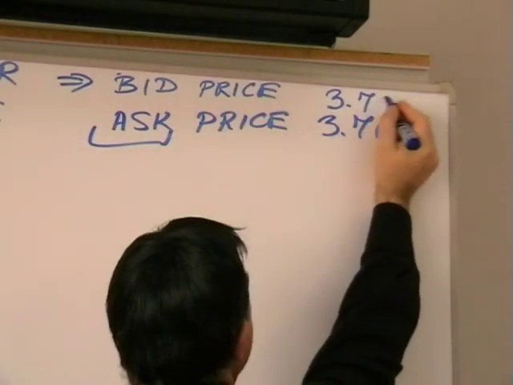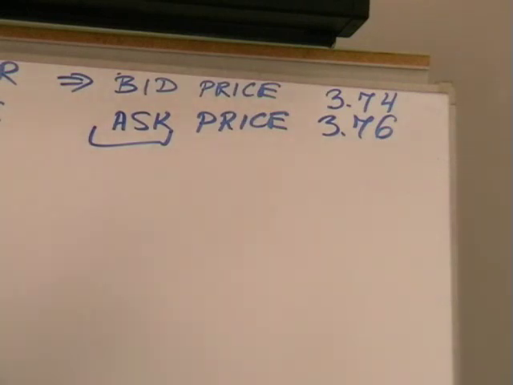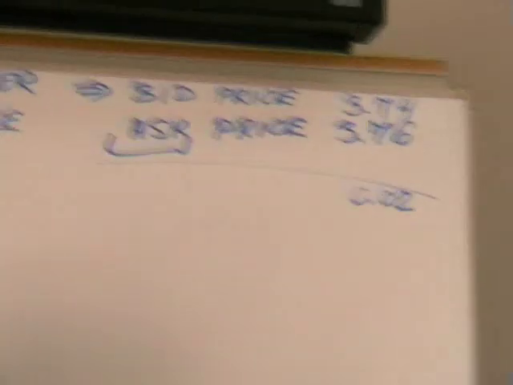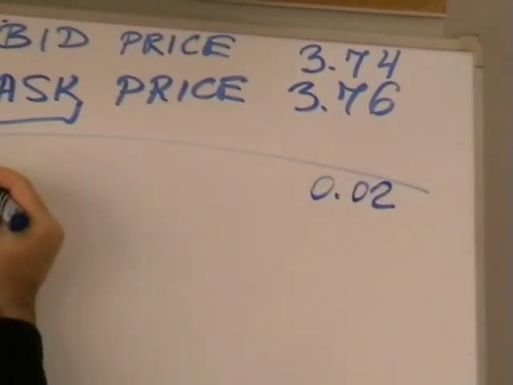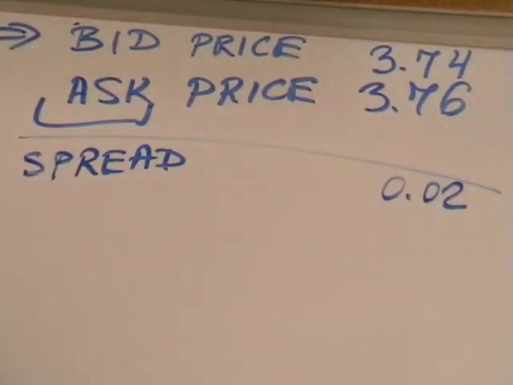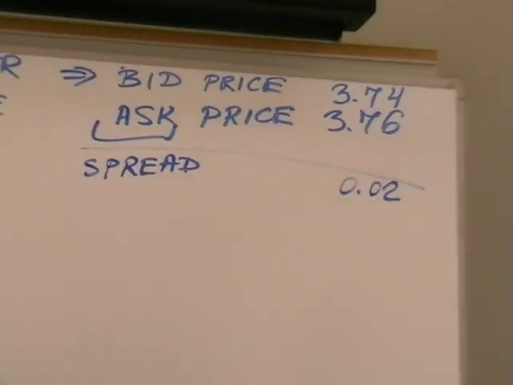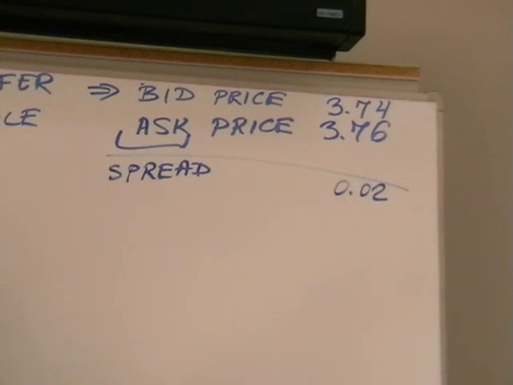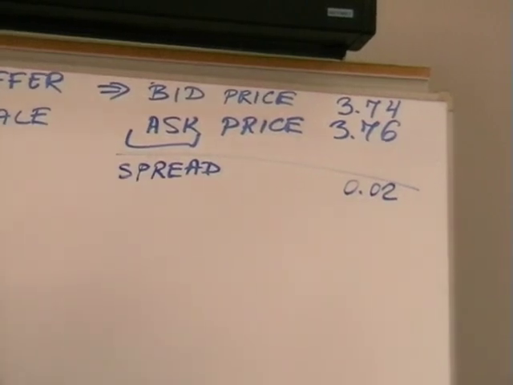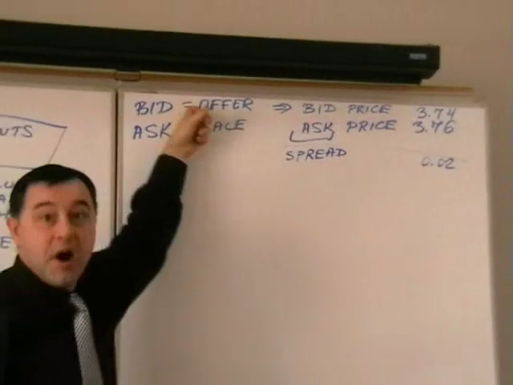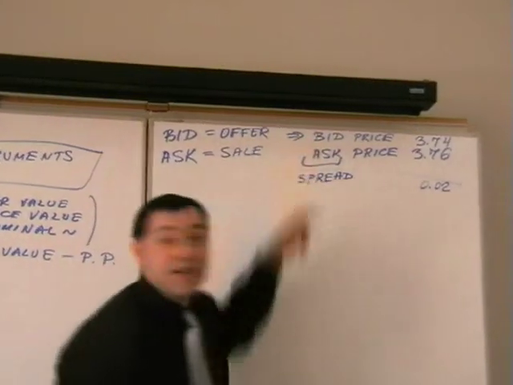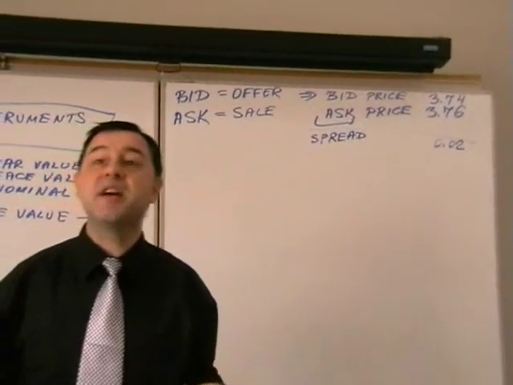374, correct, 374. All right, and the difference between bid and ask, in this particular case 0.2, we call the spread. So the spread in this particular case is the profit or the gain, technically it's called the gain, for the market maker every time of buying or selling a particular asset on the market. This is the benefit, the gain for which you will make the market.